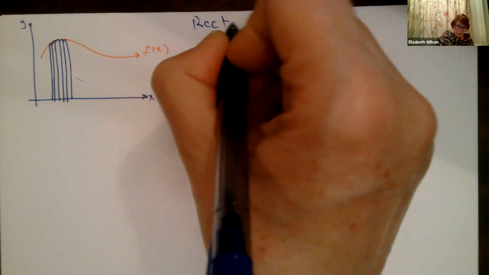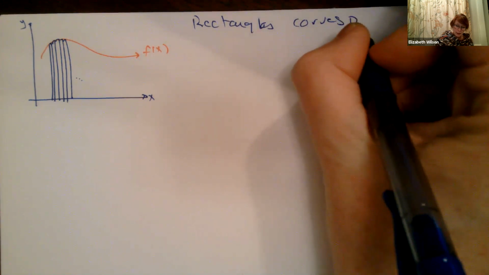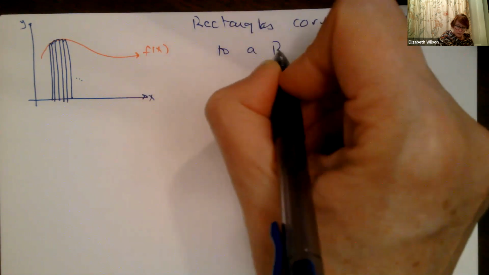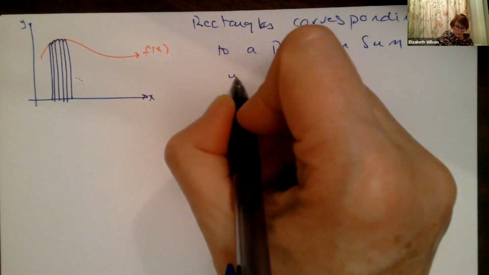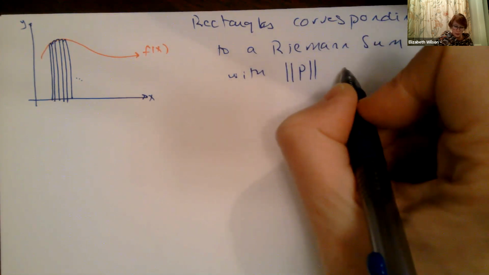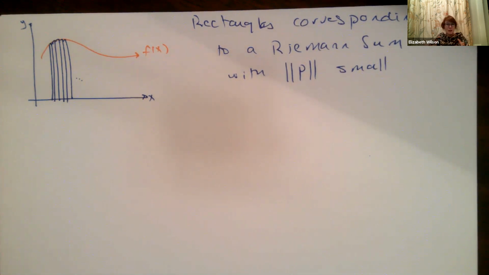Okay, so let's talk. So the rectangles corresponding to a Riemann sum with our mesh, our norm, that's a small number, right? Which means that I've crammed a lot of rectangles in a finite space.